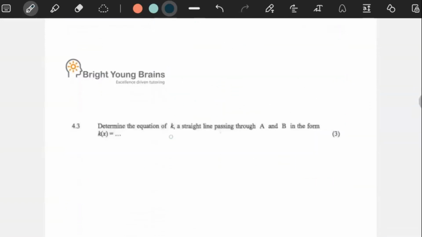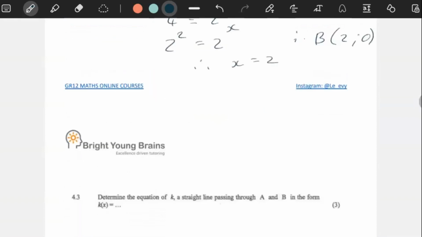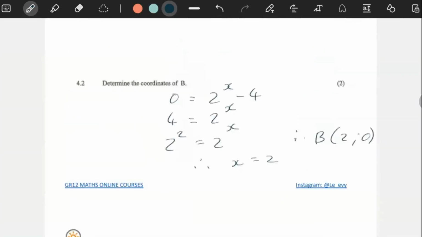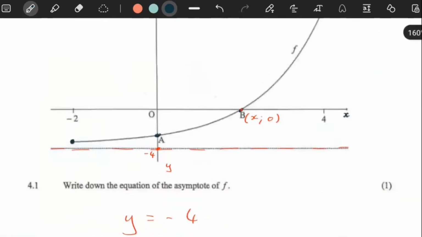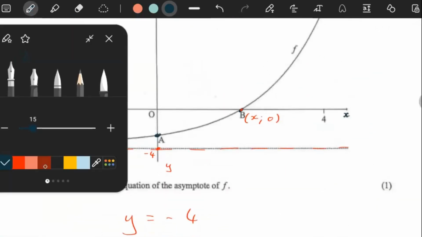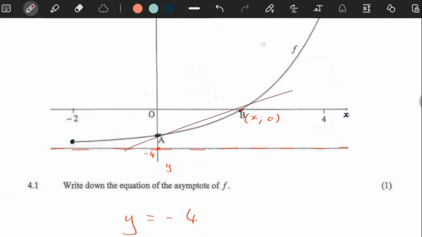4.3 says determine the equation of k, a straight line passing through A and B, in the form k(x) is equal to something. Well, in this situation, they just want us to get the equation of this line here. It's going to be a straight line that passes through A and B.